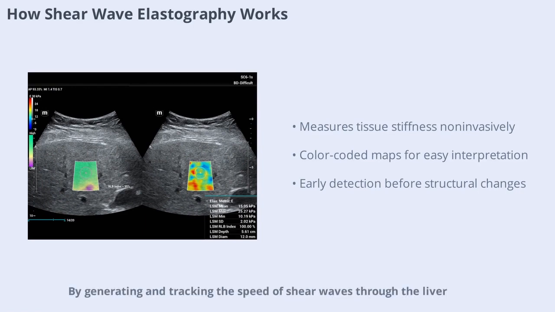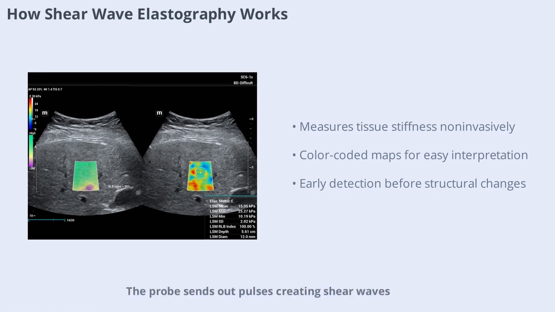By generating and tracking the speed of shear waves through the liver, SWE provides both qualitative and quantitative data about tissue elasticity. This is important because changes in tissue stiffness often occur before structural changes become visible, allowing for earlier detection of liver disease. The process involves using a high-resolution probe and specific patient positioning, such as the left lateral position, to optimize image quality.